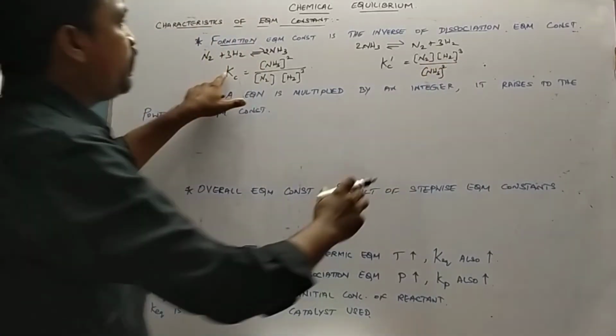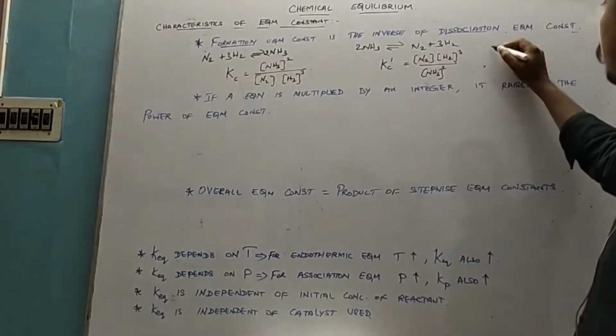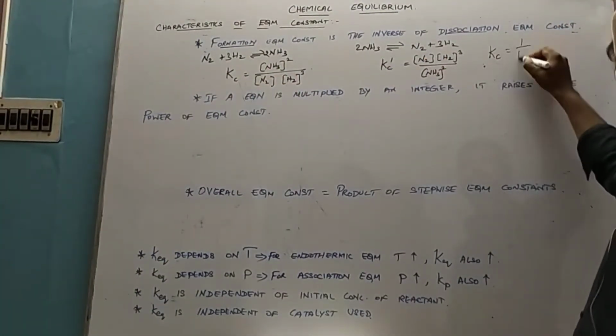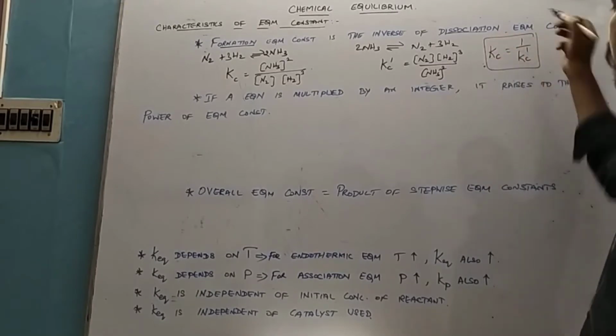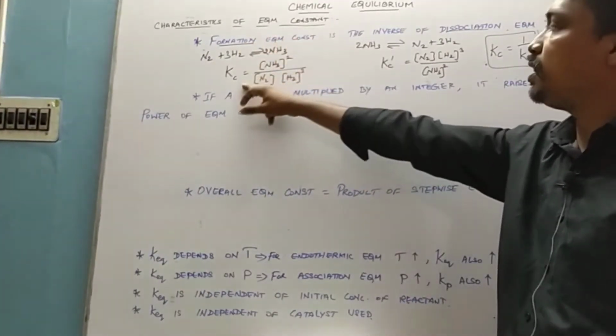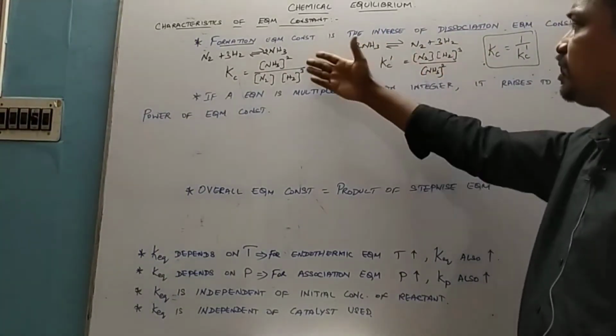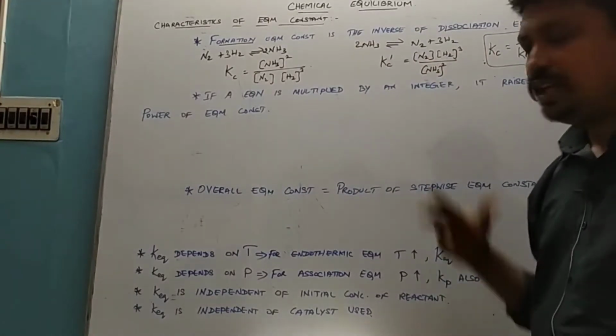See here, compare these two equations, Kc and Kc dash. We can conclude that Kc equals 1 by Kc dash. It may be asked in questions: what is the relation between formation equilibrium constant Kc and dissociation equilibrium constant Kc dash? They are nothing but inverse of each other.